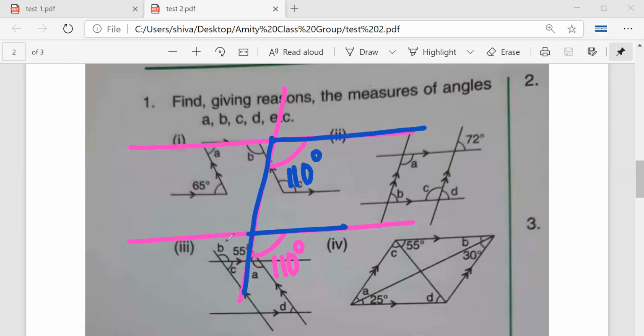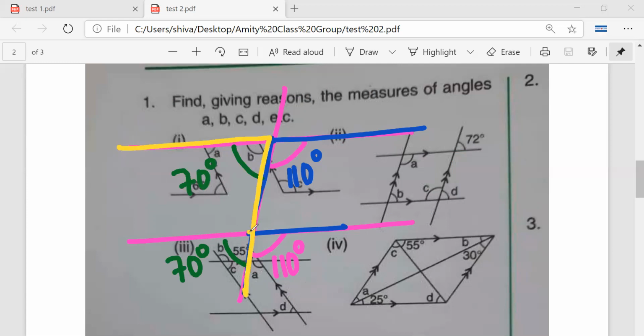Okay. If this is 70 degrees, this would be 70 degrees. Why? Because it's again forming an F. Any doubt? No, sir. If this is 70 degrees, therefore this would be 70 degrees.